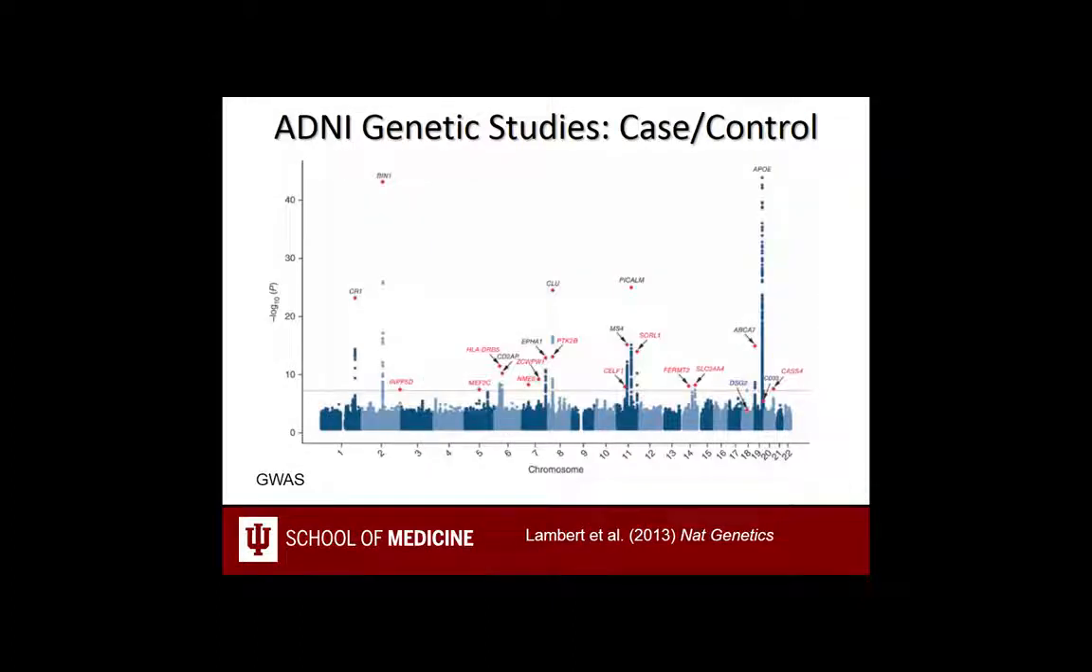And then Allison already explained this one. So ADNI was included as part of this massively large study of 74,000 and some odd people. They were a very small subset of that.